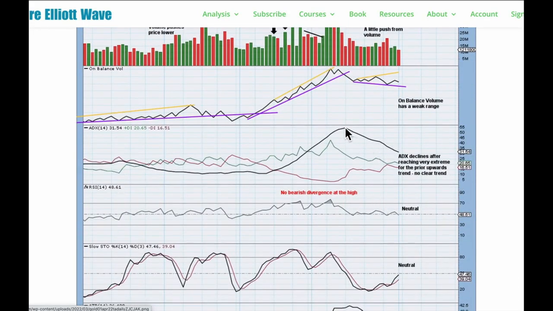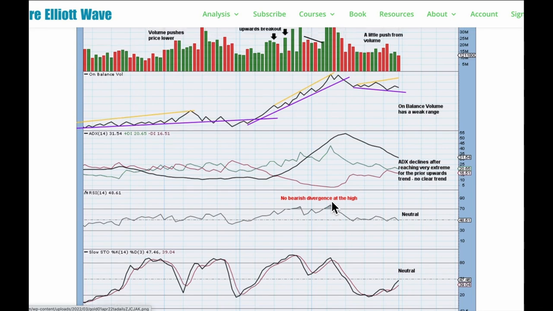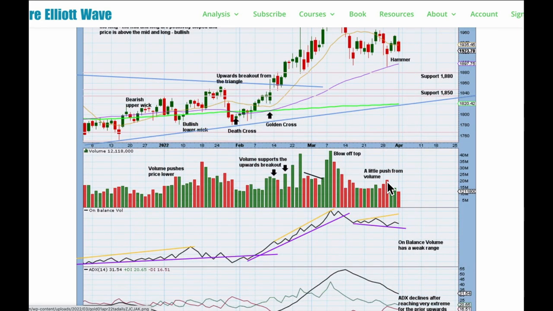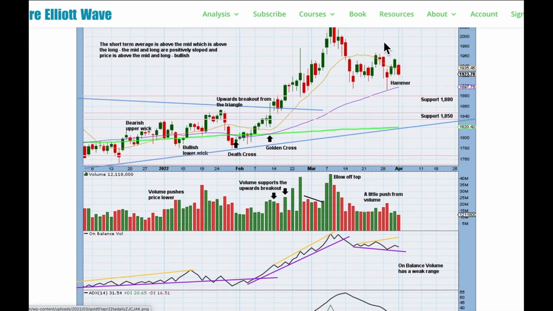ADX at the daily chart level reached very extreme for the prior upward trend, and RSI reached into overbought. And then we have this huge bearish engulfing candlestick pattern, so at the daily chart level there's no upward trend anymore. Is this a pullback within an ongoing larger upward trend, or is this a consolidation within an ongoing downward trend? The hammer candlestick pattern suggests we may see upward or sideways movement next week. The push from volume tells us the short-term volume profile is bearish and suggests this may be a consolidation and a downward breakout may be more likely.